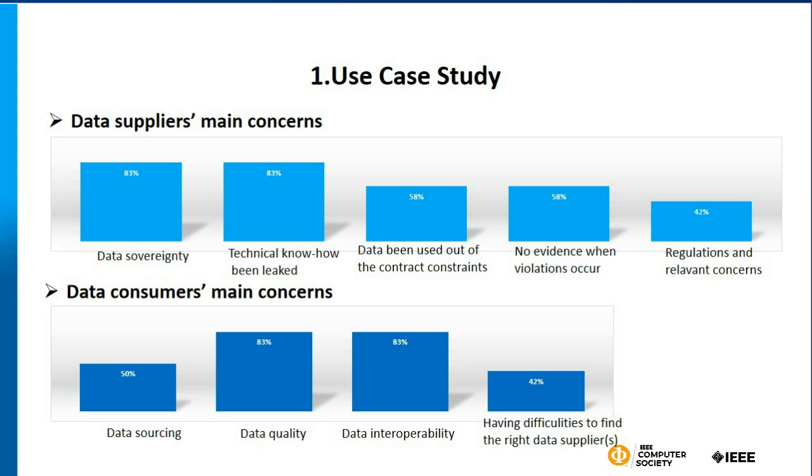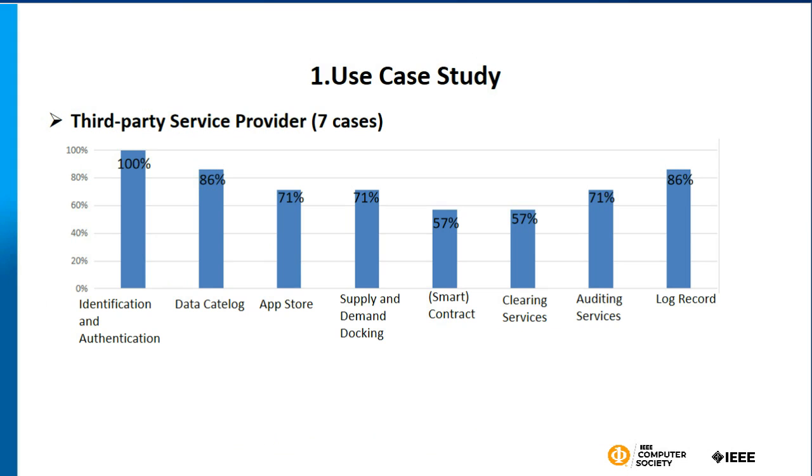And these concerns will be one of the most important inputs for our design of trusted data metrics. And among the 13 use cases, several of them have already tried the third-party services. This kind of services includes the identification and authentication of organization and personnel, data catalog, log recording, app store, supply and demand docking, auditing services, smart contract, and also clearing services.